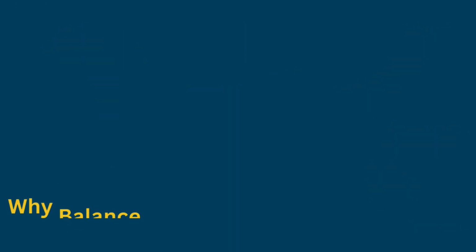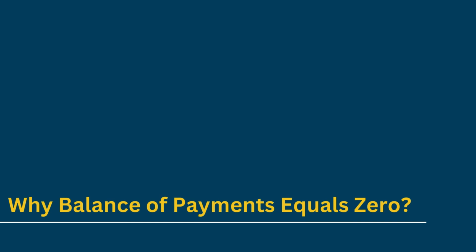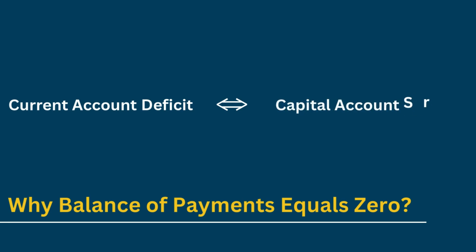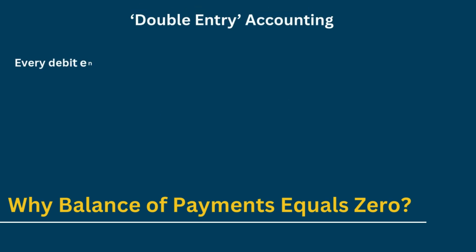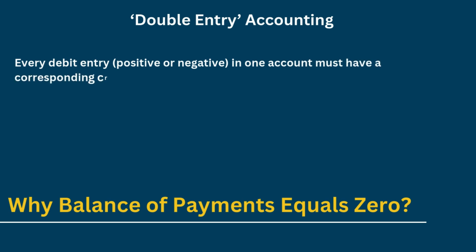Now we will briefly discuss why the balance of payments, by definition, balances to zero. In other words, this implies that a current account deficit must be accompanied by a capital account surplus and vice versa. Theoretically, this derives from the double-entry accounting principle. Under this principle, every debit entry in one account has a corresponding credit entry in another account.